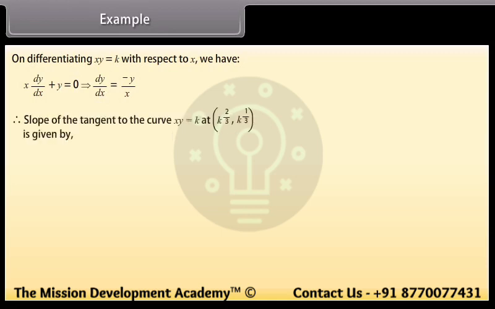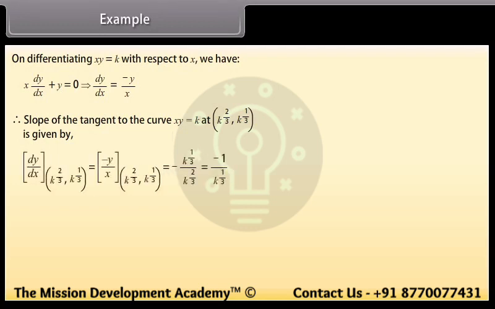Therefore, the slope of the tangent to the curve xy = k at (k^(2/3), k^(1/3)) is given by dy/dx at (k^(2/3), k^(1/3)) is equal to -y/x at (k^(2/3), k^(1/3)) is equal to -k^(1/3)/k^(2/3) is equal to -1/k^(1/3).